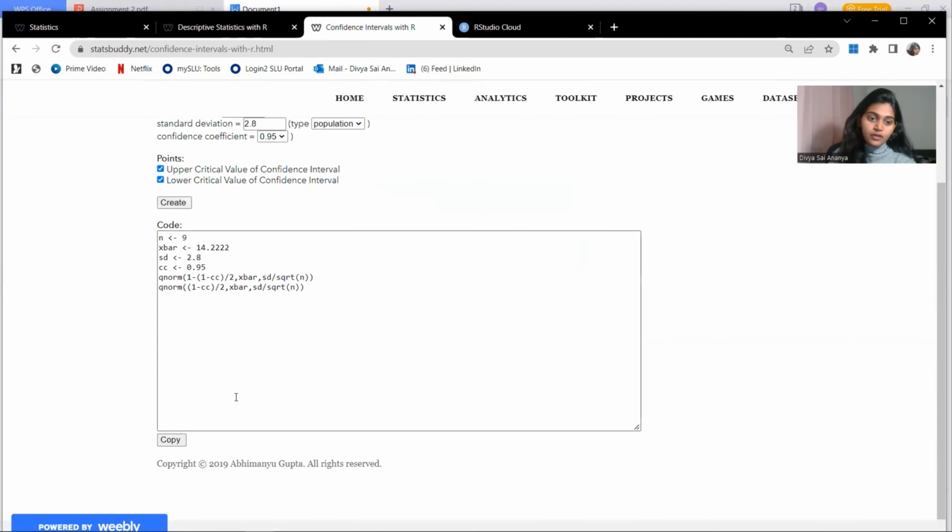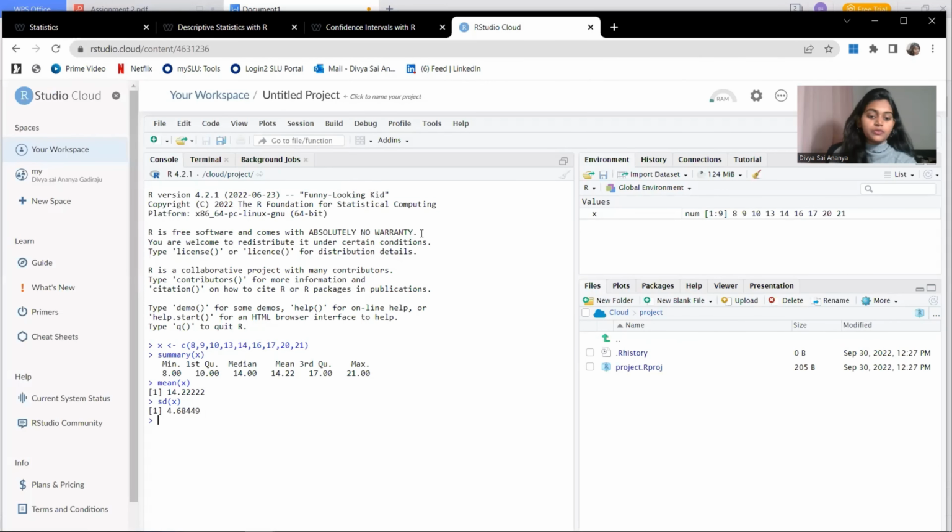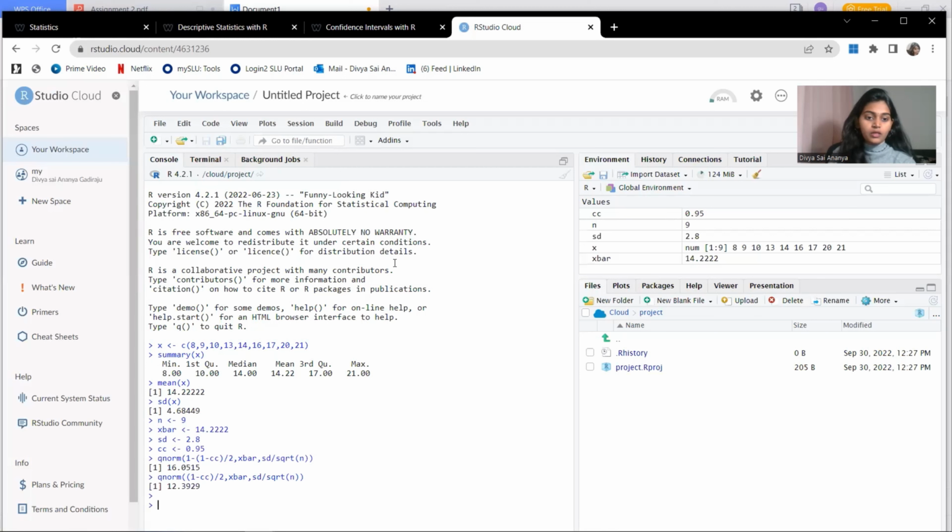As simple as it is, we are just creating and copying the code and pasting on RStudio. Here we are. We got the upper limit as 16.05 and lower limit as 12.39. Now let's move forward to the next question.